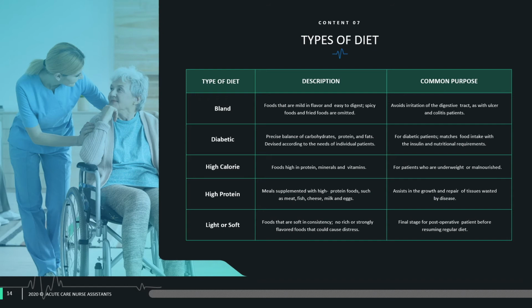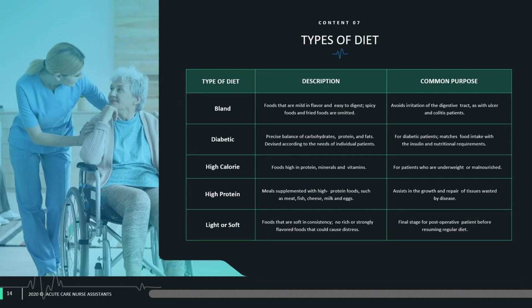Diabetic. Precise balance of carbohydrates, protein, and fats, devised according to the needs of the individual patient. For diabetic patients, match food intake with insulin and nutritional requirements. High calorie. Foods high in protein, minerals, and vitamins. For patients who are underweight or malnourished.